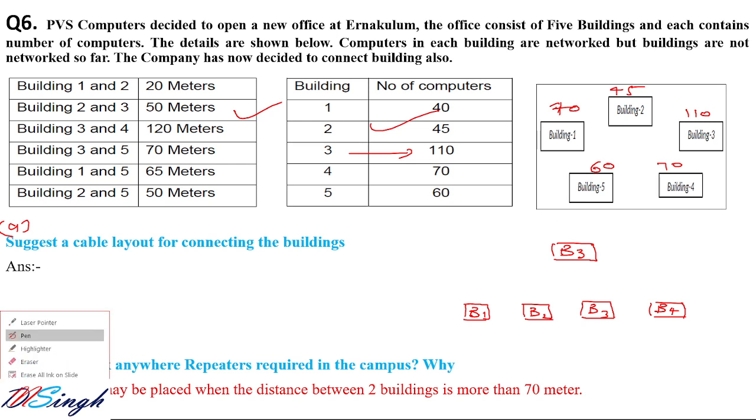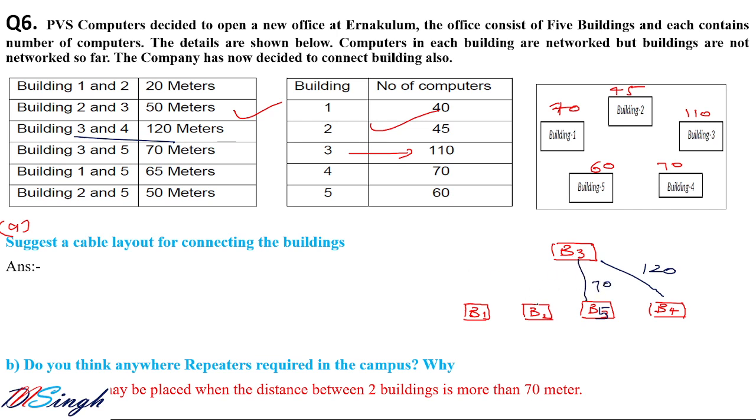Let us see how to connect all these links. Let me change the color of my pen. So building 3 will have a direct link to 4. How much distance is it? Building 3 to 4 is 120 meters. Building 3 to 5, we have a direct link. Yes, that is for 70 meters.